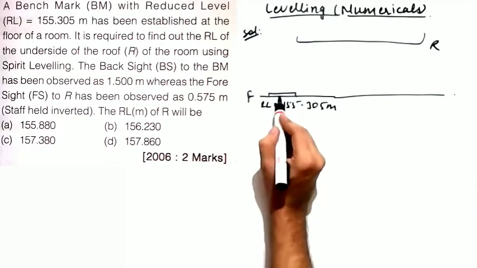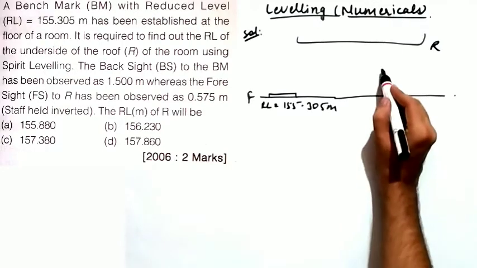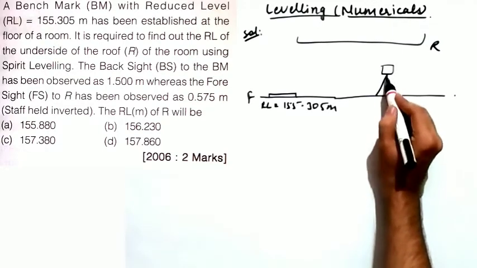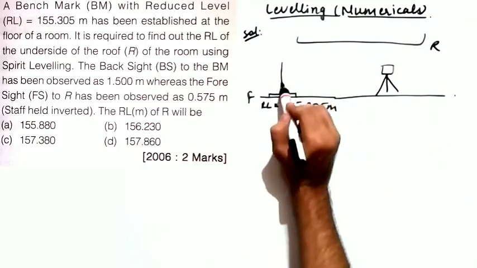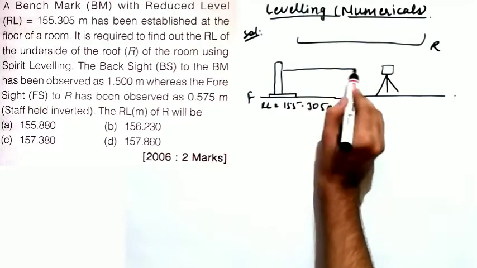See, this has negligible thickness. I am just drawing it to show you the benchmark, but it has almost negligible thickness. So the benchmark has been established, 155.305. Now it is required to find out the RL of the underside of the roof. Now how do we do the leveling with inverted staff? Suppose this is our instrument. First of all, we take a reading on the benchmark. Put the staff here and take a reading of this staff.